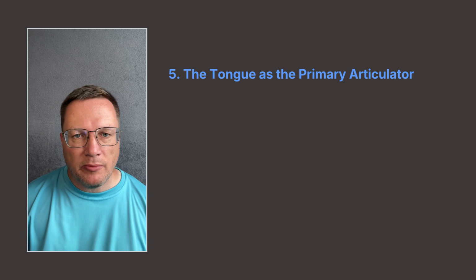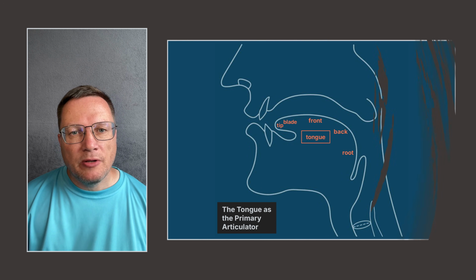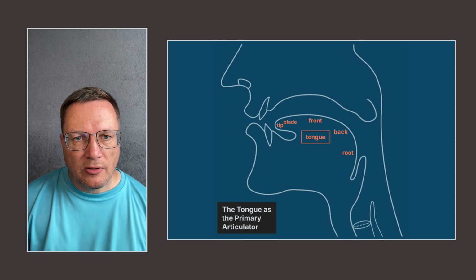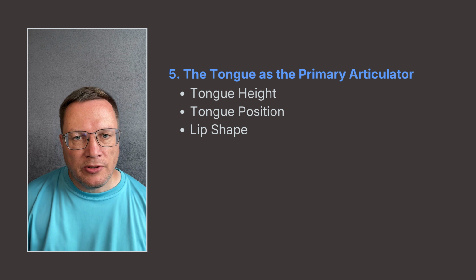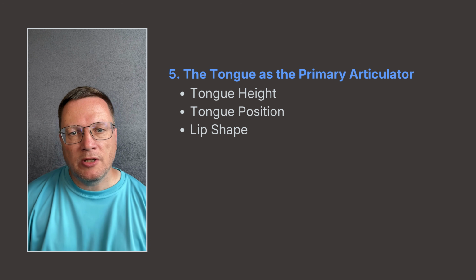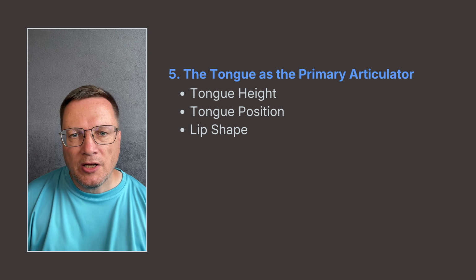5. The tongue as the primary articulator. The tongue is the most flexible and most important articulator involved in speech production. The tongue contributes to the production of many speech sounds through its tip, blade, front, back, and root. Vowels are described according to these main features: tongue height, tongue position, and lip shape. Different parts of the tongue can be raised to different heights. Tongue position depends on where the highest part of the tongue is located. Vowels are therefore described as front, central, or back.